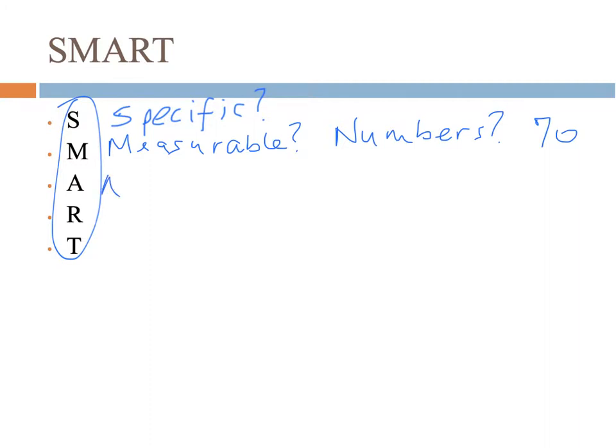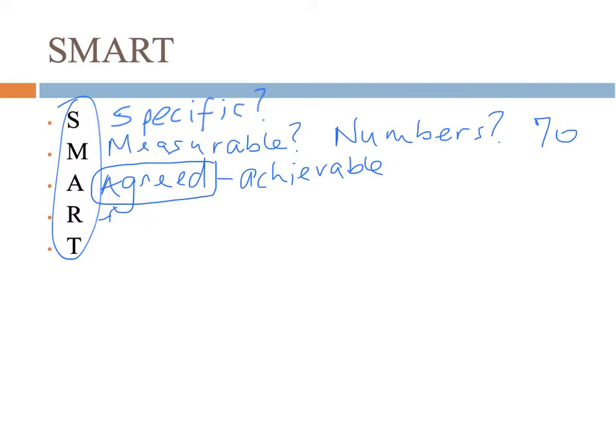The next one is agreed. Managers and subordinates should really be involved in setting targets. It's no use if a manager sets a target that the subordinate or someone working beneath them thinks is impossible to achieve, because that will demotivate them, and there's a good chance that it will never actually be achieved. Sometimes you might see it written as achievable. The only reason I don't necessarily go for that is it clashes with the next one, in which case agreed works better.